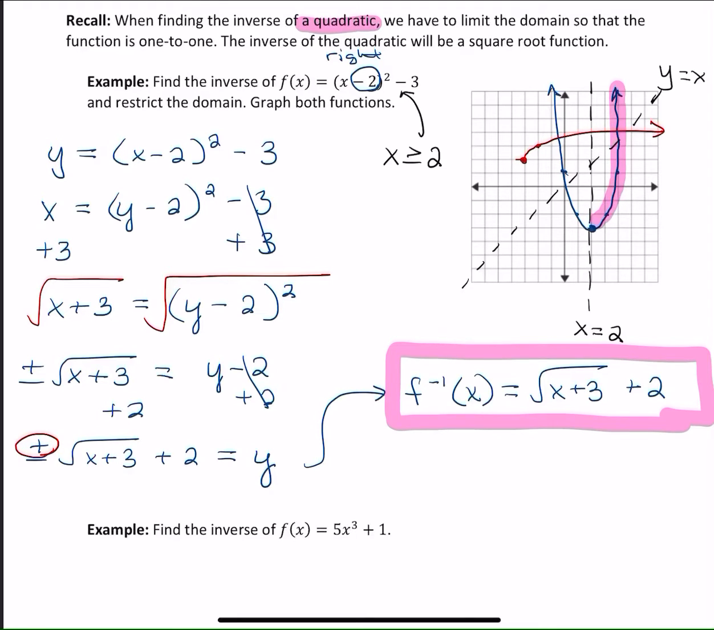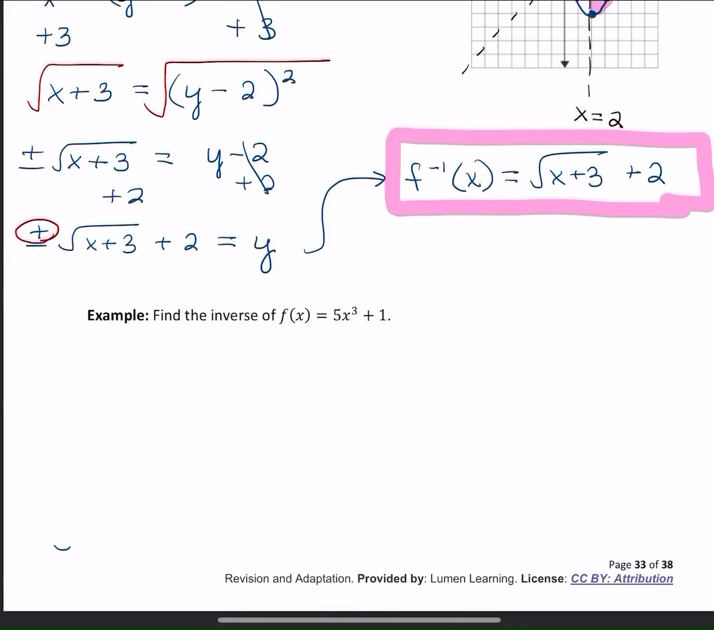So let's look at the next example. We've got to find the inverse of f of x equals 5x cubed plus 1. We're going to do the same thing. We're going to switch our domain and range. So if I have y equals 5x cubed plus 1, I'm going to make all my y's x's and all my x's y's, and then solve for y. So I've got to subtract 1 from both sides. So I've got x minus 1 equals 5y. I'm sorry, that's a cubed.